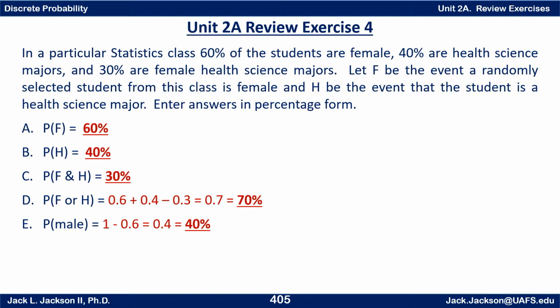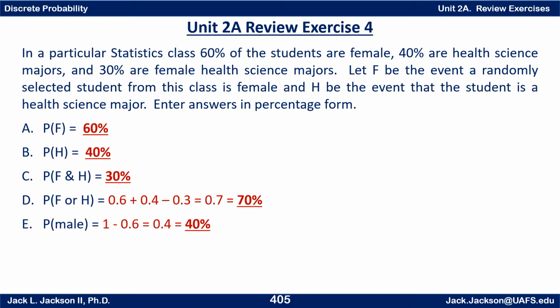Well, we were told that 60% of the students are female. That is a relative frequency, or proportion, and that's the same as the probability that a randomly chosen person from this group is part of that subgroup, in this case female. So the probability of a female is 60%. Probability of a health science major being chosen, similarly, is 40%. We were also told that 30% are both female and health science majors, so that's the probability of F and H. That could also be listed as the probability of F intersect H.